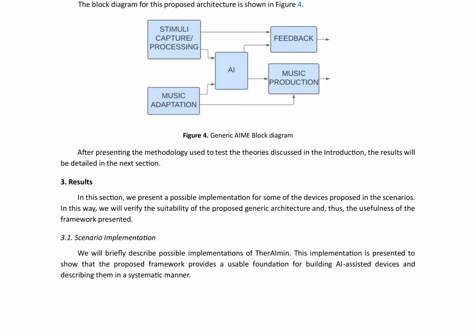To verify the suitability of the proposed generic architecture, a possible implementation of Theremin, another ADMI, is presented. This implementation demonstrates the usability of the framework presented and its potential to systematically describe and develop AI-assisted devices. The results section will detail the outcomes of testing the theories discussed in the introduction, providing insight into the effectiveness of the proposed framework and its potential applications in enhancing the accessibility of music creation for individuals with disabilities.